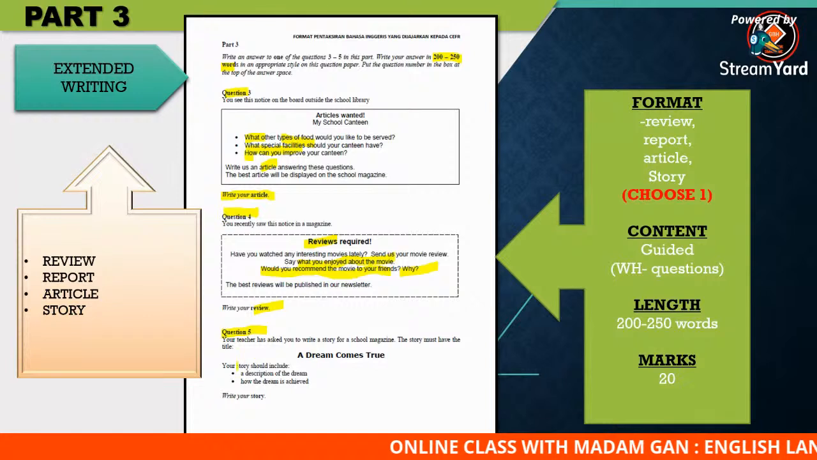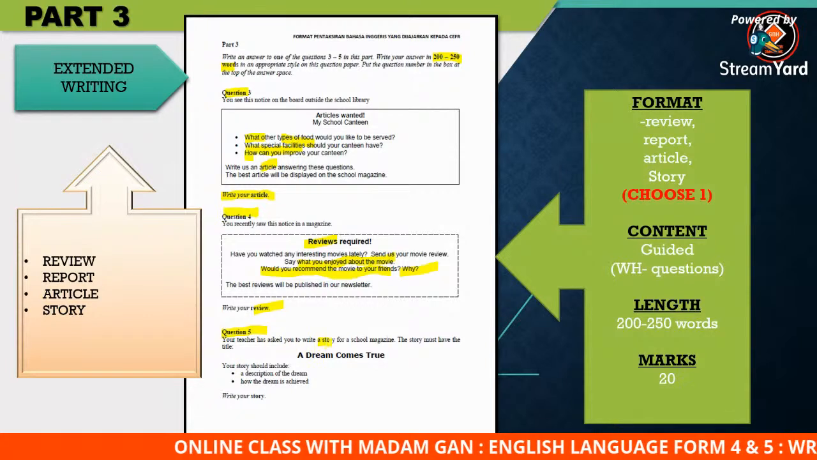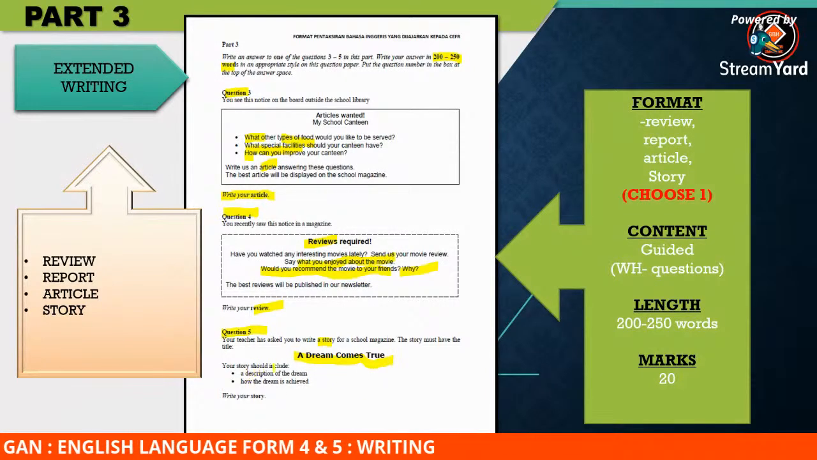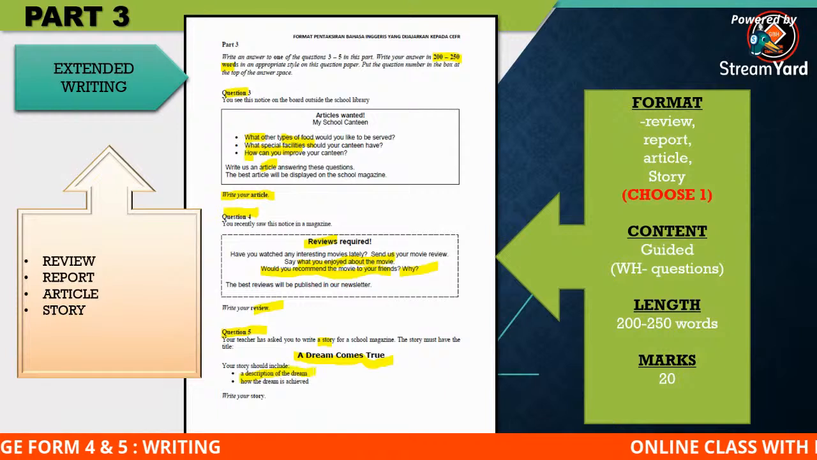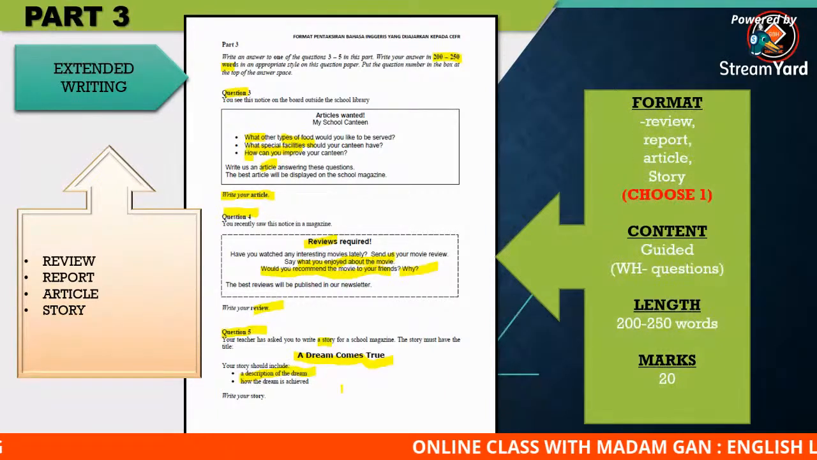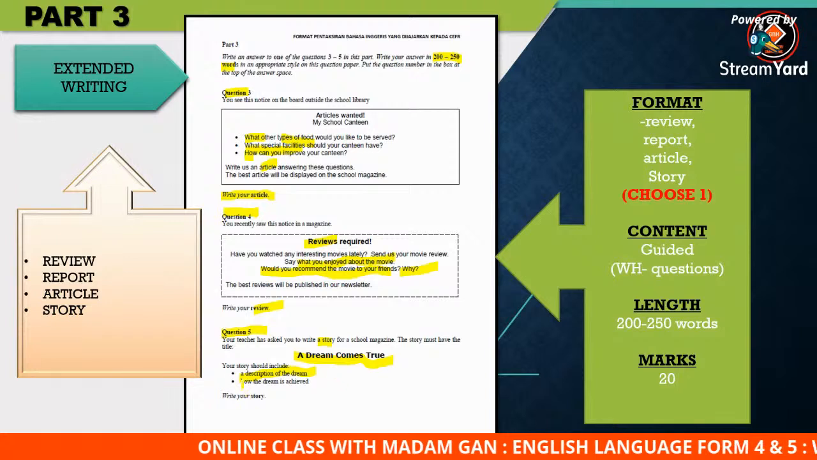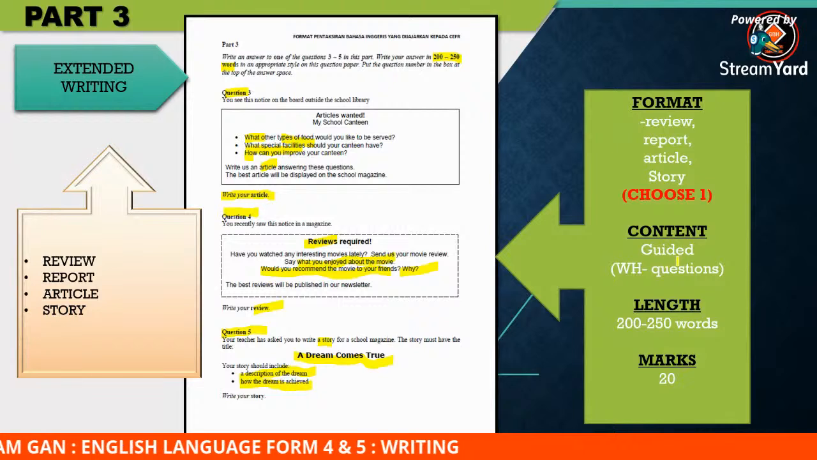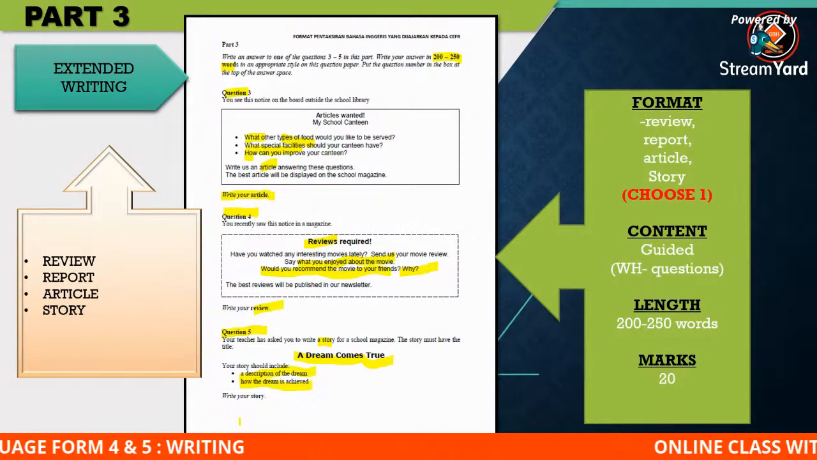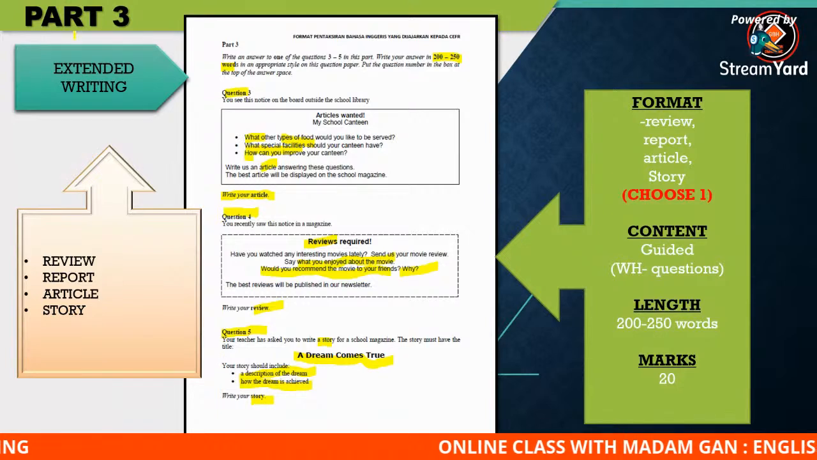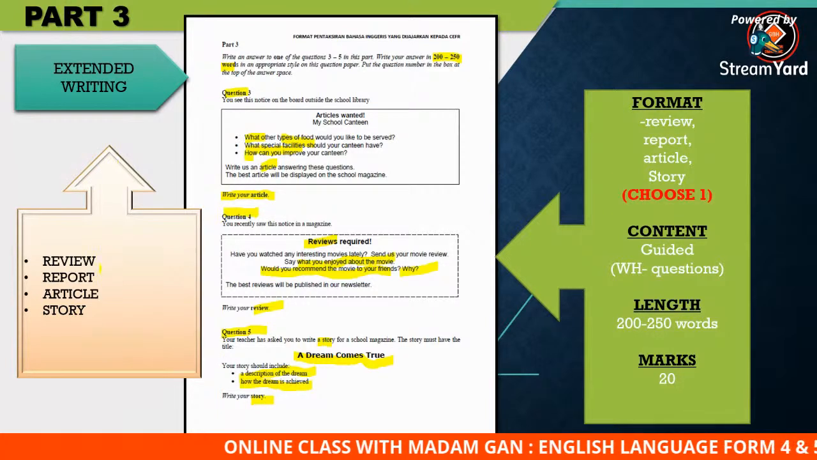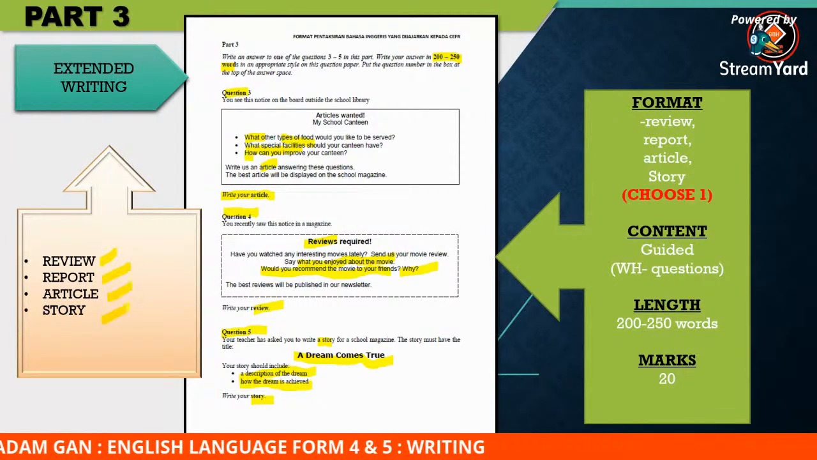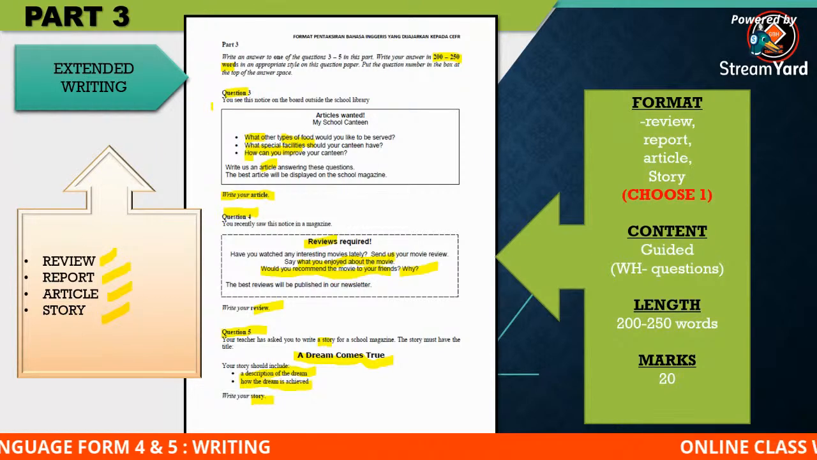And the last question, your teacher has asked you to write a story for a school magazine. The story must have the title, A Dream Comes True. Your story should include the first one, a description of the dream. So you have to describe the dream. What is the dream? What is it about? And then how the dream is achieved. So these are also called guided contents. Now the format is written here. Write your story. So again, for part 3, which is extended writing, you have four formats. The first one will be a review. Second is a report, article, or a story. So any three of these will be asked in part 3.